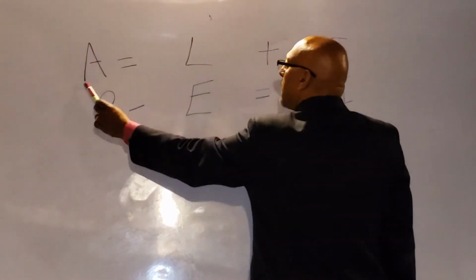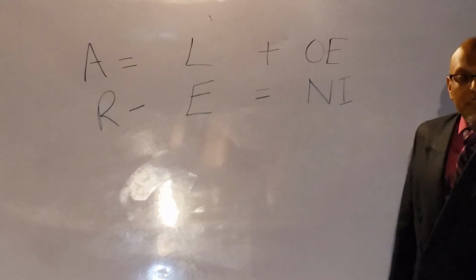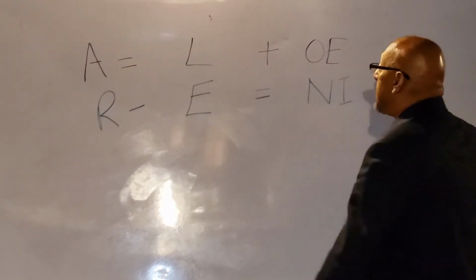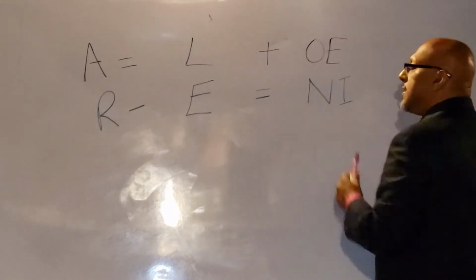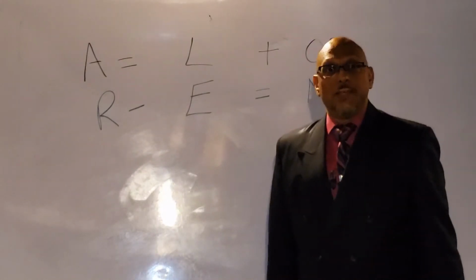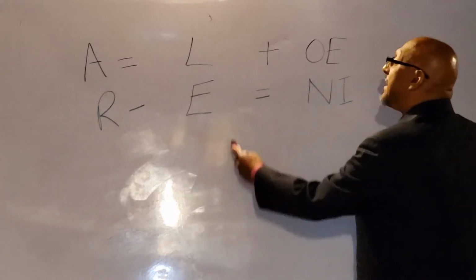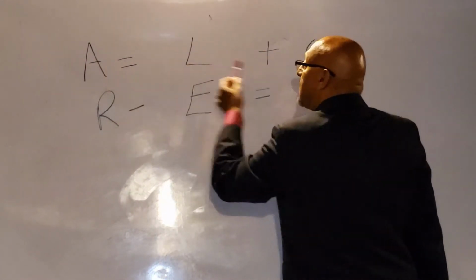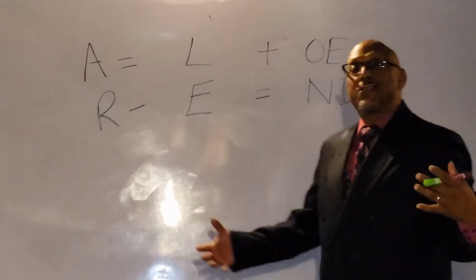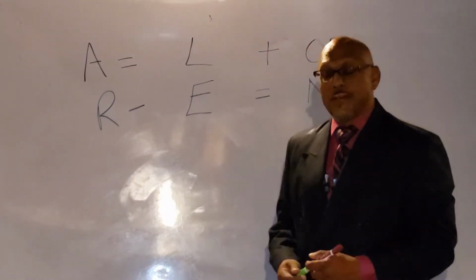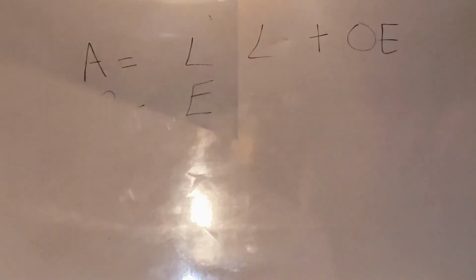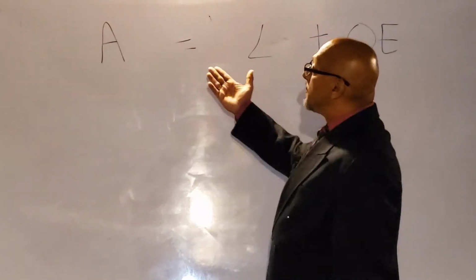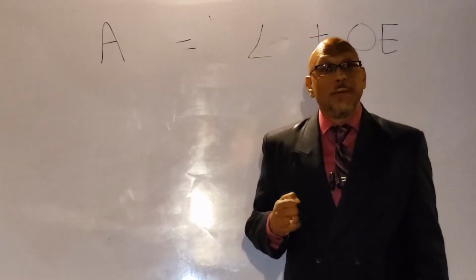This top formula is called the fundamental accounting equation. This bottom formula we call the income statement equation, or P&L, or profit and loss. So we're going to dive deeper into these two equations and learn some words associated with these letters. Let's first take a deeper look at the fundamental accounting equation.